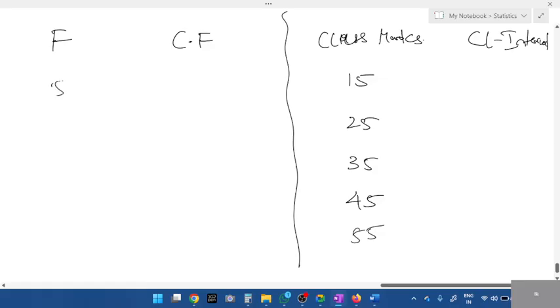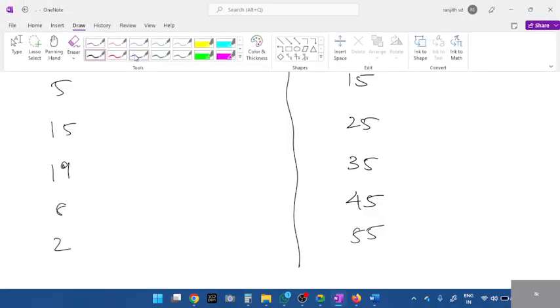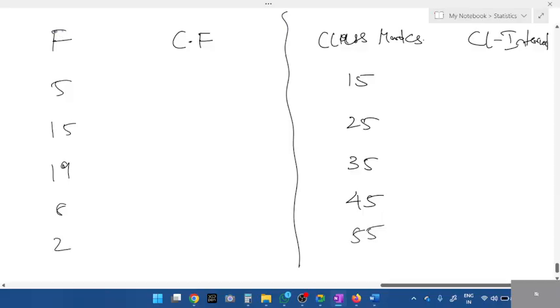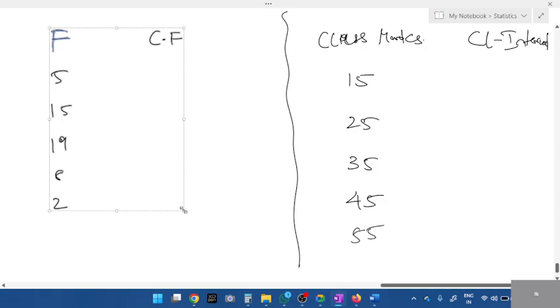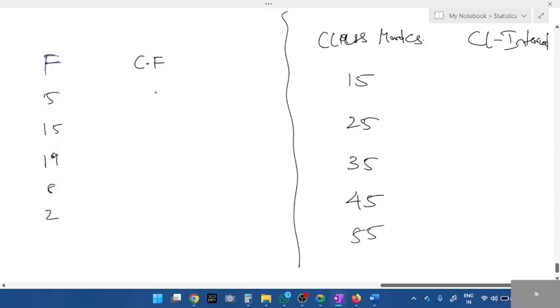Frequency to cumulative frequency: 5, 15, 19, 8, 2. Be quick, students. We'll complete these two in the class. How do you convert from frequency to cumulative frequency? Number of words are increasing or decreasing from frequency to cumulative? Increasing. Add or subtract for increasing? Add. I'll tell you how to add.